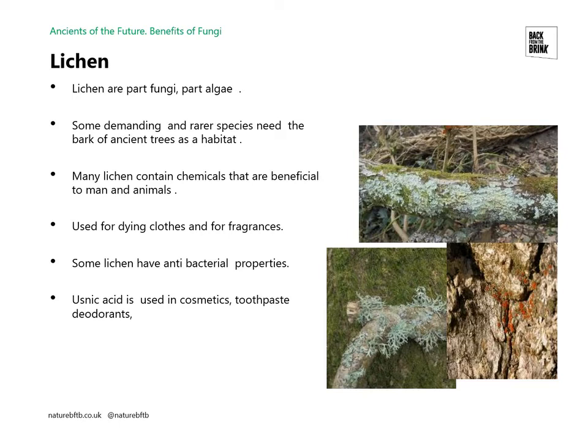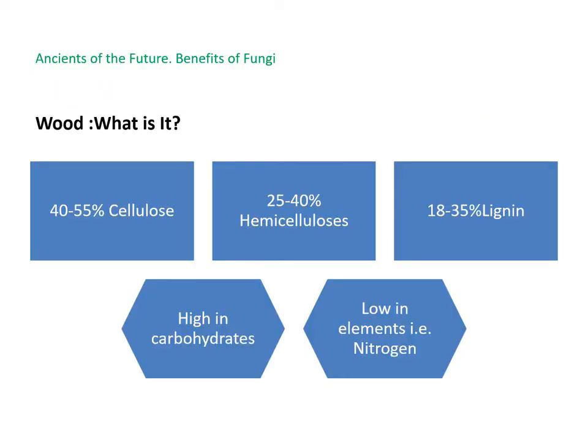Many lichen contain chemicals that are beneficial to both man and animals. In fact, many animals eat lichen because of the nutrients that are within them. And we've used them for dyeing clothes and for producing fragrances, but also they have antibacterial properties. And there's a material, usnic acid, used in cosmetics and toothpaste and the production of deodorants. So they do have a very great use for us.